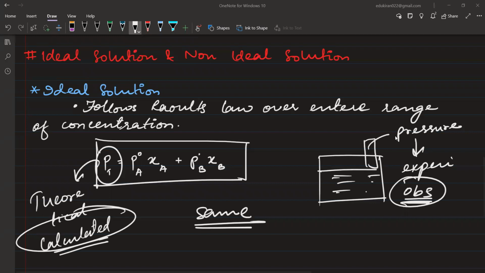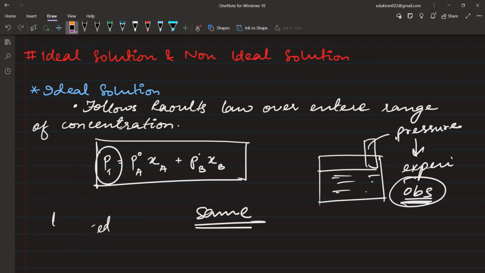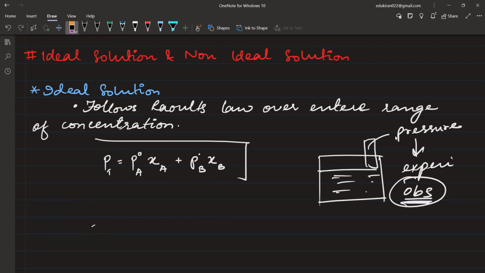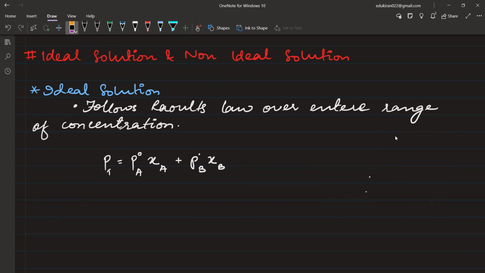Now, this ideal solution follows Raoult's law. What is the meaning of following Raoult's law? We have also seen that. Experimental. I will write the first statement. Delta P.